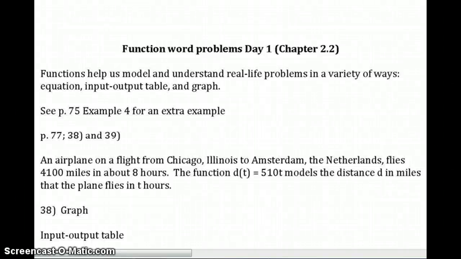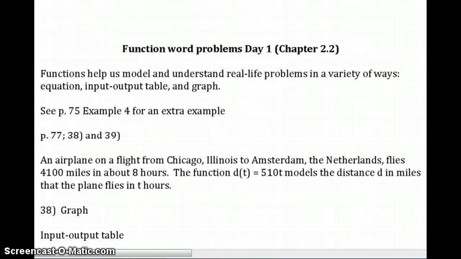Okay, SL prep students, function word problems. This was the first day. Help us model and understand real-life problems in a variety of ways: equation, input-output table, and graph. If you need additional help besides this, you can see page 75, example 4. We're going to look at page 77, 38, and 39.